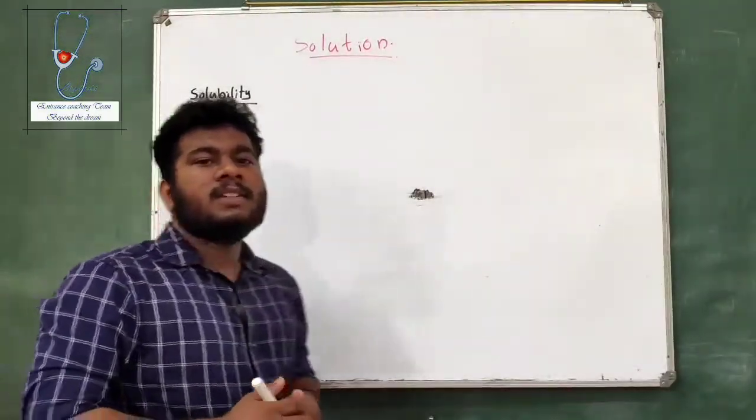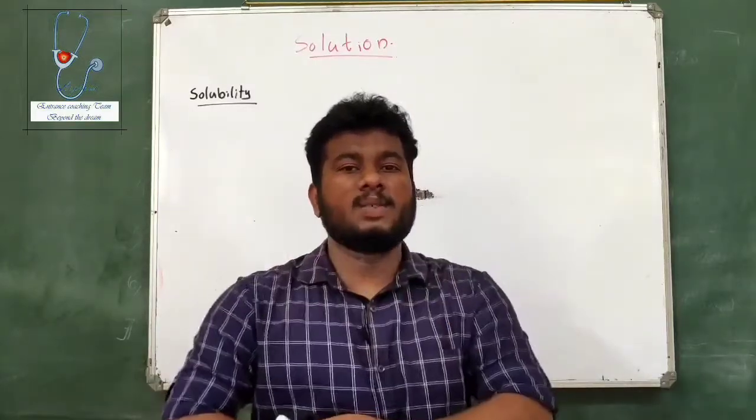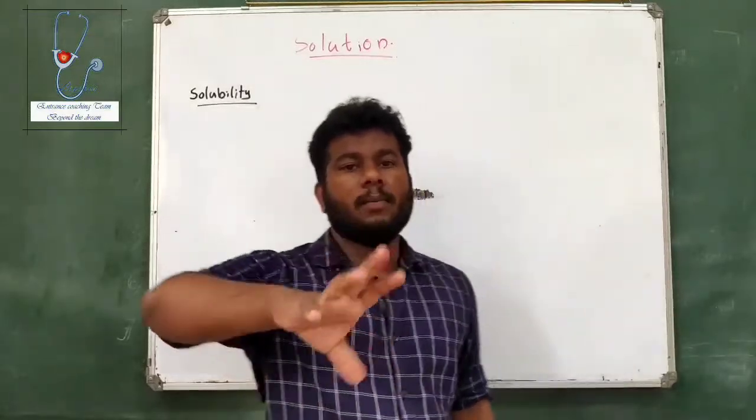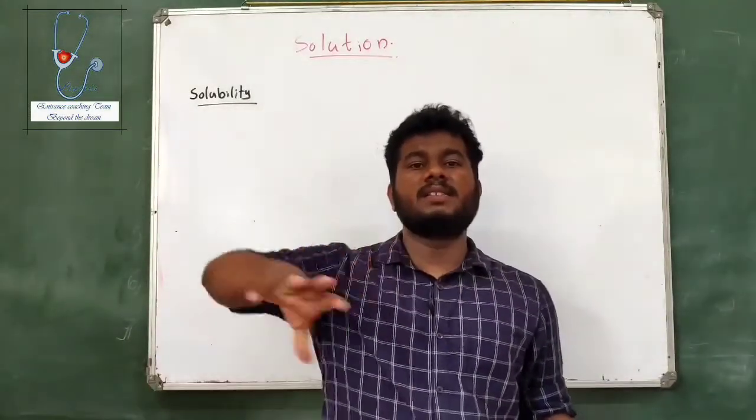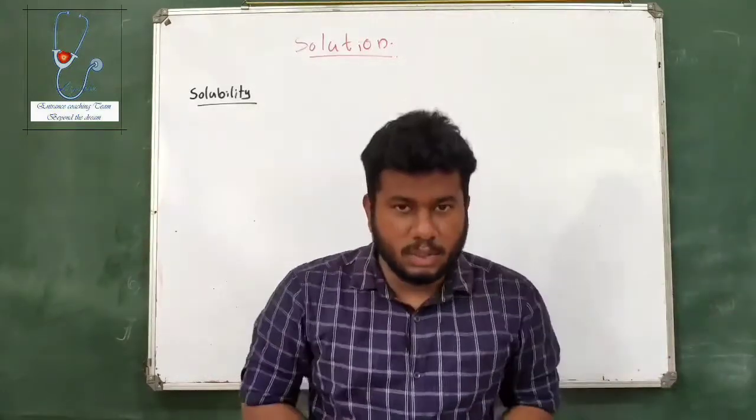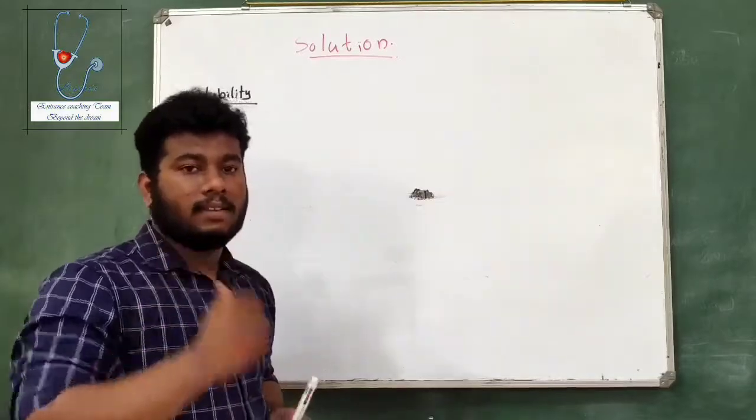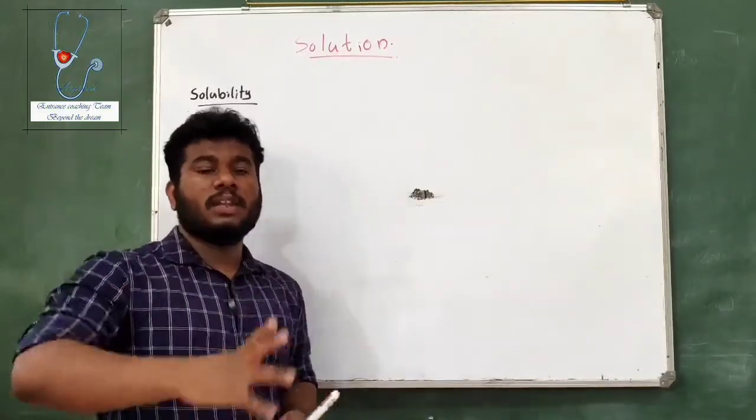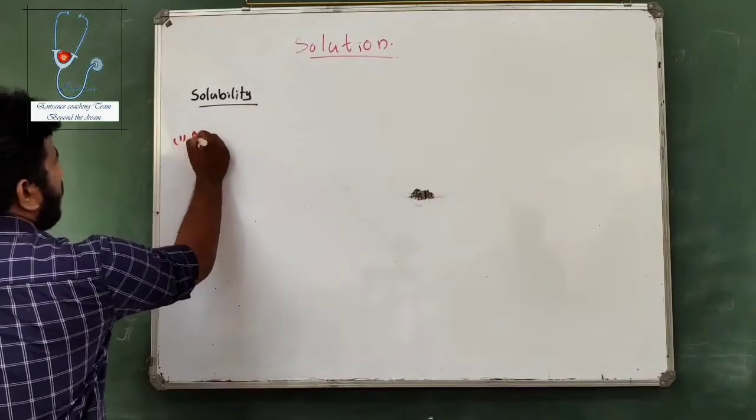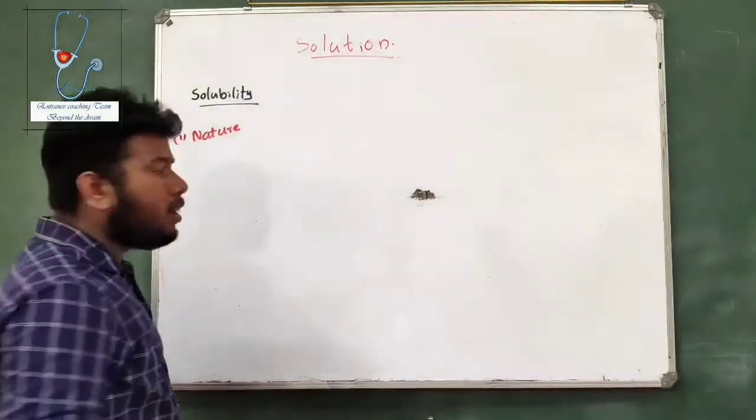Solubility is the maximum amount of solute that can be dissolved in a solvent. For example, sugar is mixed well with water and we make a sugar solution. The solubility of a solute in a solvent depends on many factors. First one, the nature of solvent and solute.